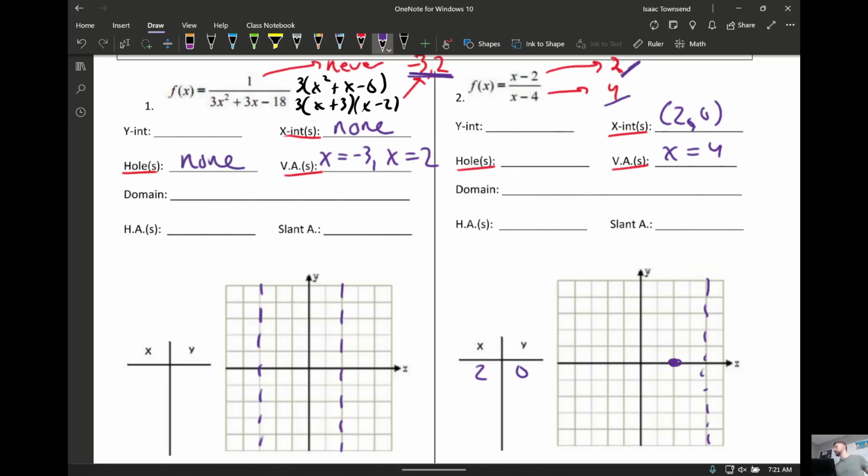But don't leave that blank, because then it just looks like you don't know when you skipped it. And of course, I can't plot any x-intercepts if they didn't have any. And then holes have to be x values that make both the numerator and the denominator 0. And that doesn't happen in questions 1 or 2.